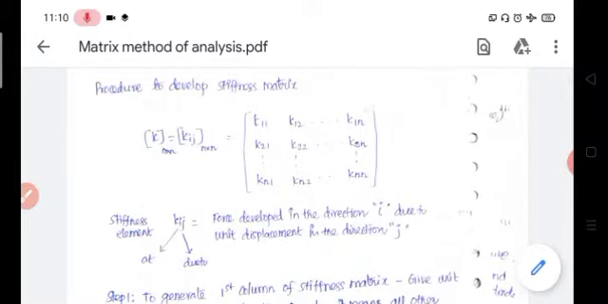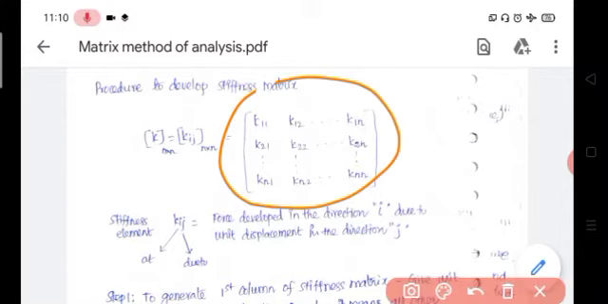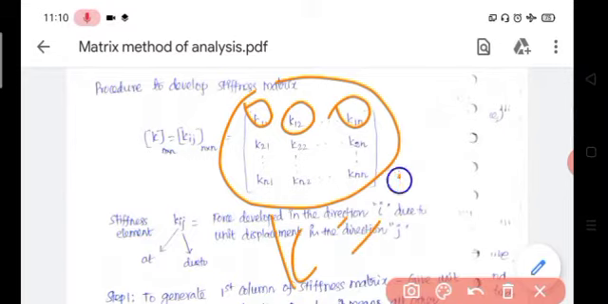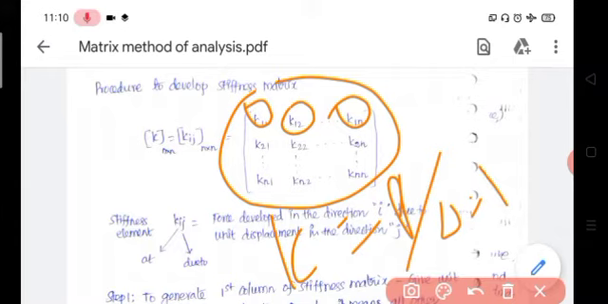The properties of the stiffness matrix we already know. It is a square matrix, so the number of rows and the number of columns are the same. Each and every element of this stiffness matrix is equal to the force. That is, stiffness is equal to force by deflection. So force produced by the unit displacement is called stiffness.